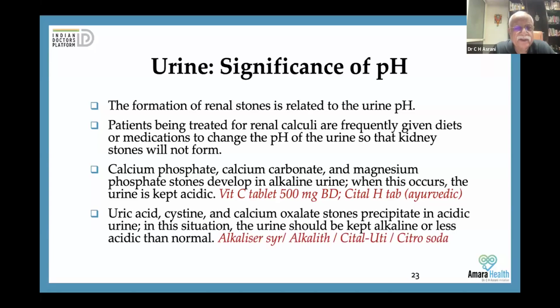Uric acid, cysteine, and calcium oxalate stones precipitate in acidic urine. So in these cases, you need to keep the urine alkaline. The brand names are Alkalizer, Alkalith, Cital UTI, and Citrosoda. They help the urine keep alkaline.